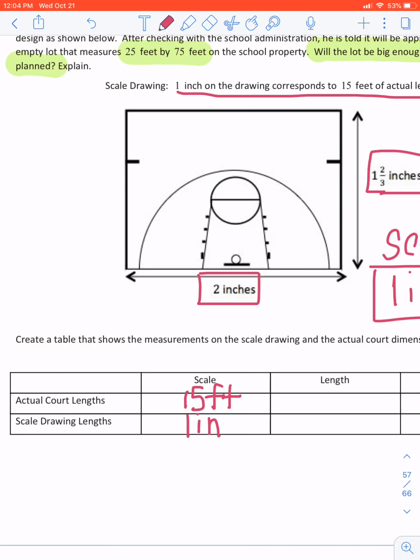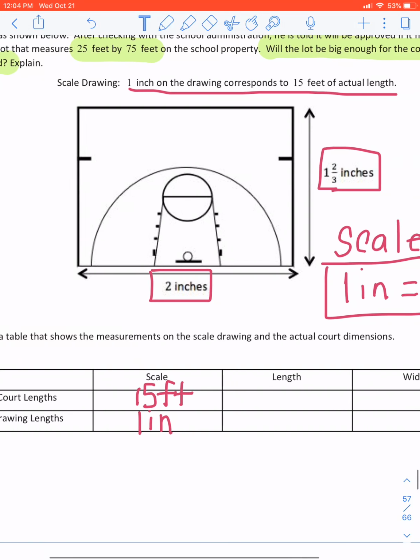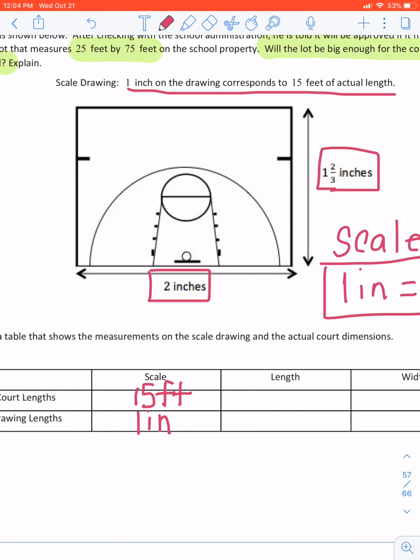So we know from this picture that the length on the scale drawing is 2 inches. I put a box around that already. And the width is 1 2/3 inches. I already put a box around that. Notice that we are trying to find the actual length, the actual width. So what we're going to do is we're going to be setting up proportions for all of this.